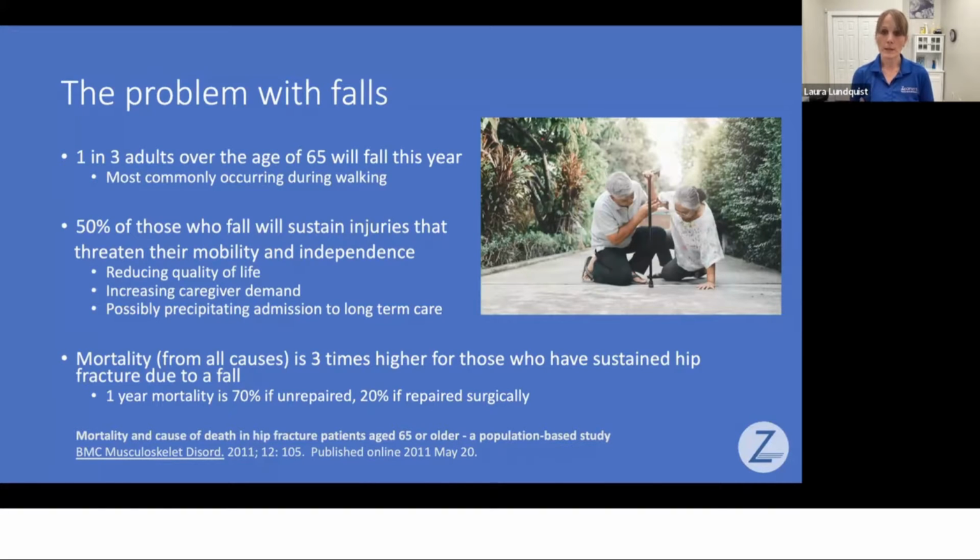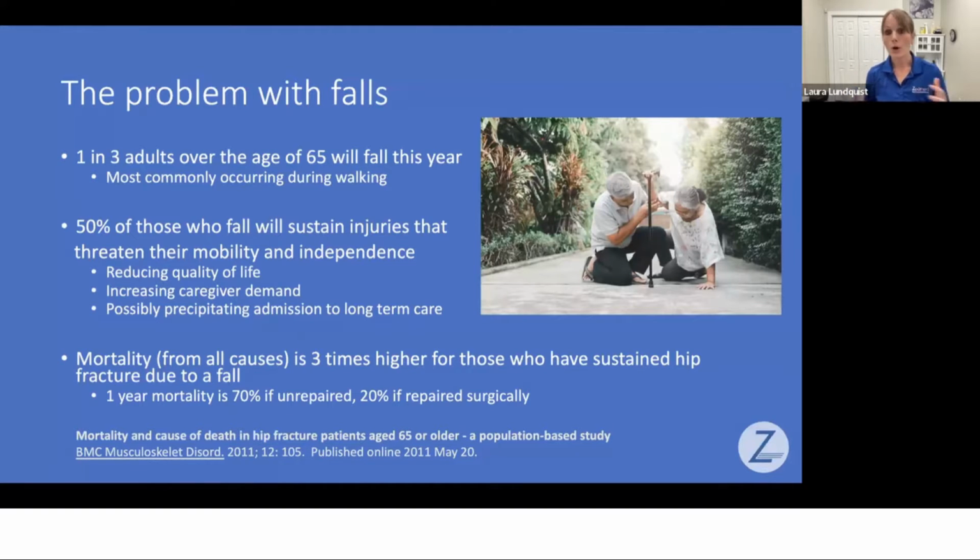So we see things like hip fractures, traumatic brain injuries, even sometimes things like forearm fractures can become an issue for independence if we're reliant on our arms for mobility and independent living. And what we see as a result of those injuries is that 50% of people who fall have reduced quality of life following that fall, increasing the caregiver demand. So needing more help with getting through their activities of daily living. And also those falls can often precipitate an earlier admission to long-term care. And so obviously they present a real problem for older adults.